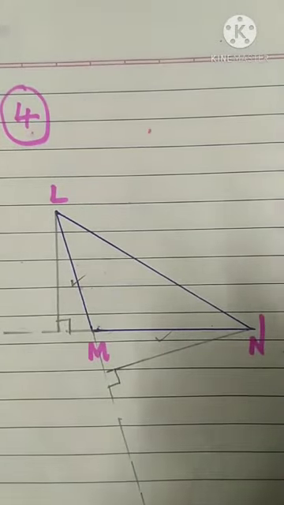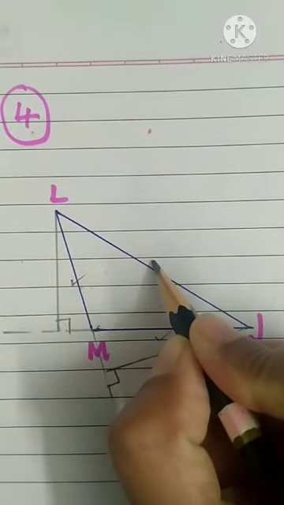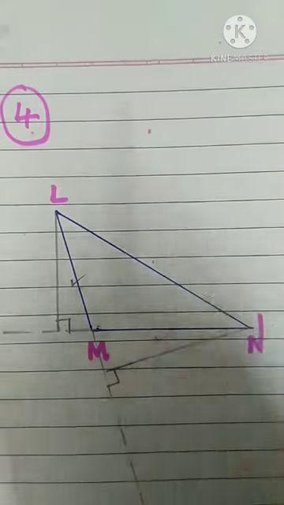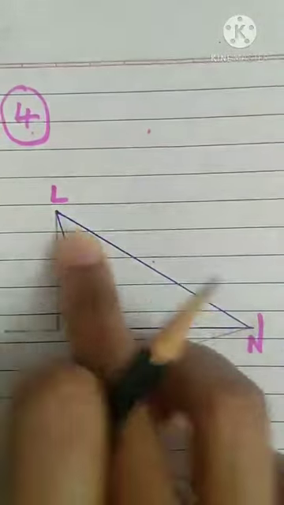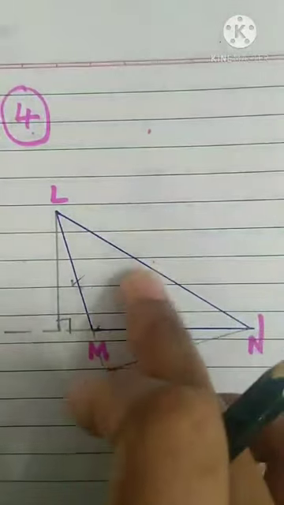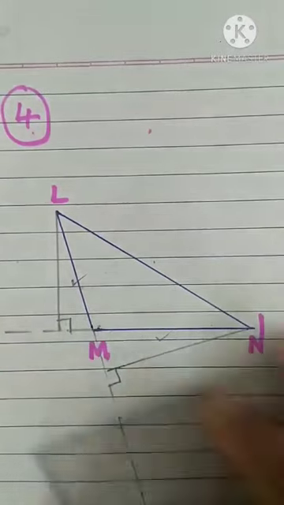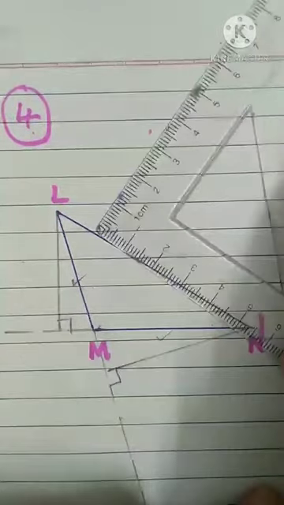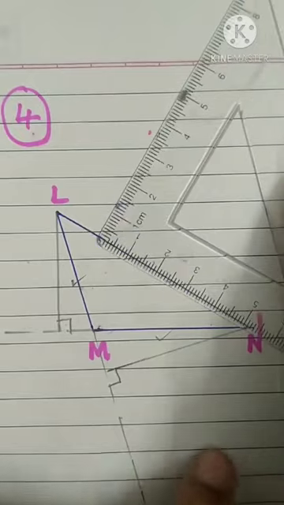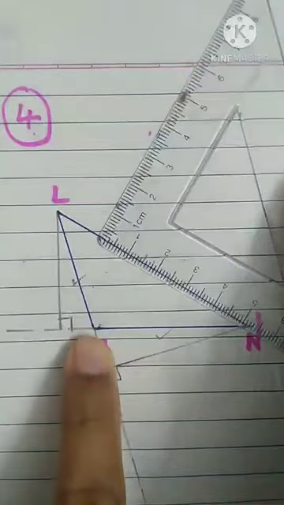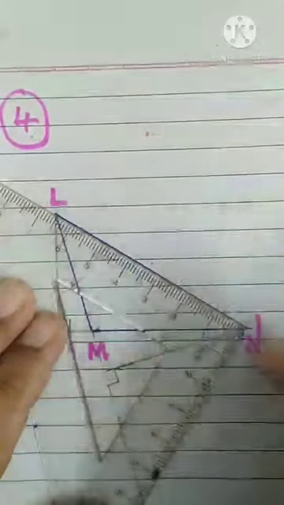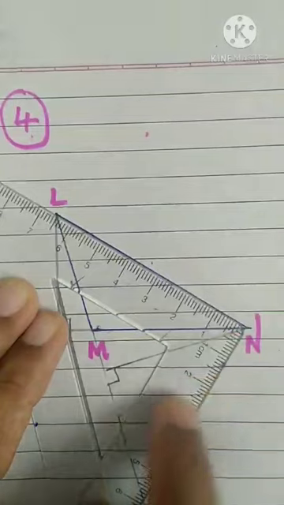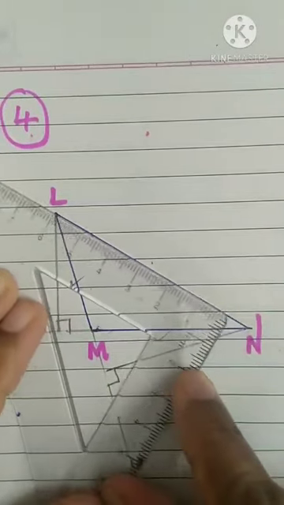Now we will draw the altitude for the third side, that is LN. This is our LN, and which is the opposite vertex for LN? M. So the base should be on LN. If you keep it this way, will this side meet point M? No. So we have to reverse it. Turn it, now with the base on LN, and this should come on M.